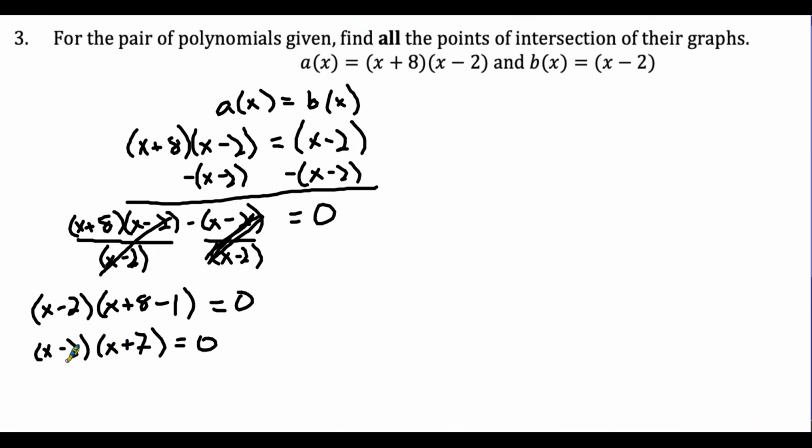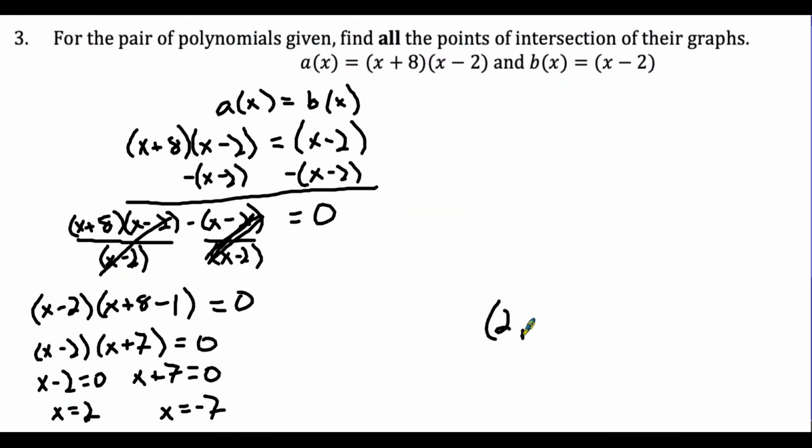Since I am to a point where I have two things being multiplied and set equal to 0, I can set them individually equal to 0. So for this first one, I would add the 2 over and get x equals positive 2. For my second one, I would subtract the 7 over and get x equals -7. So those are the x coordinates of my points of intersection.